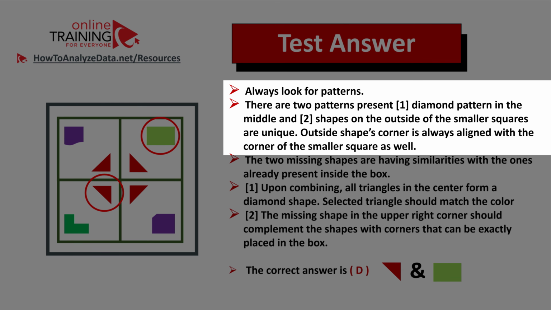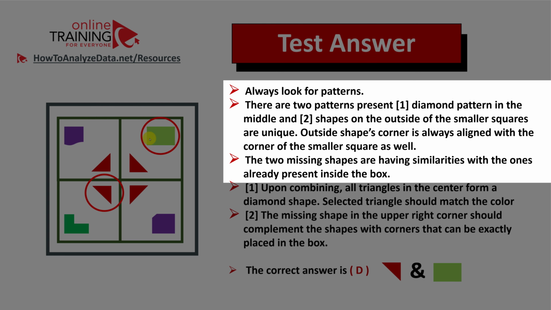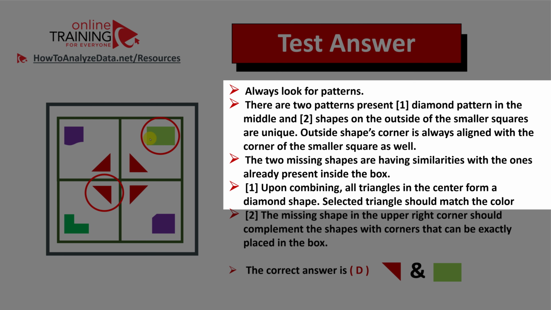Number 1 is the diamond pattern in the middle. And number 2 is the pattern of shapes on the outside of the smaller squares, which are unique. Outside shapes' corners are always aligned with the corner of the smaller square as well. The 2 missing shapes also have similarities with other shapes present in the box. Upon combining, all triangles in the center form a diamond shape.